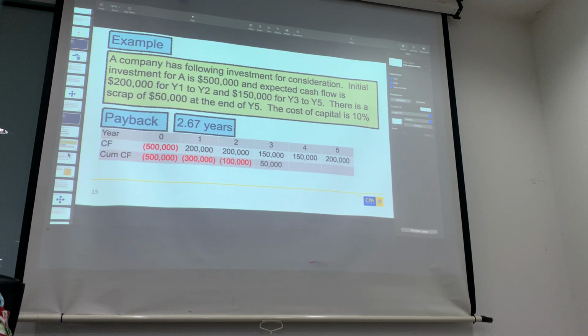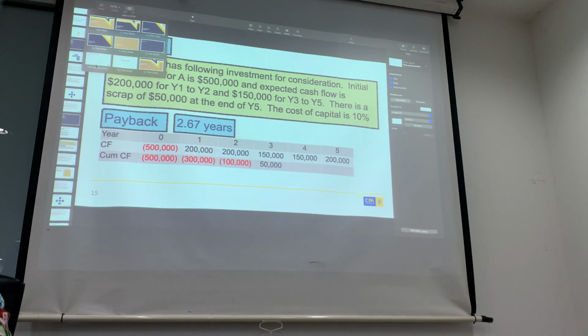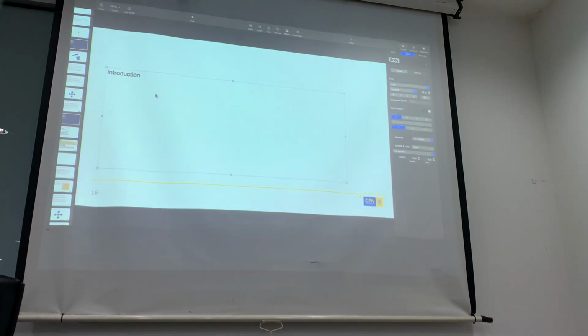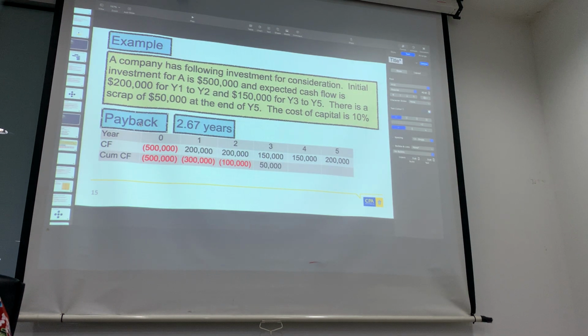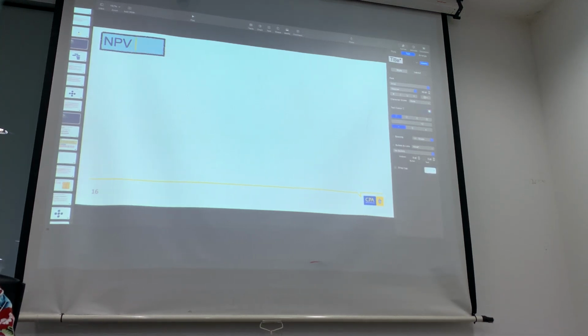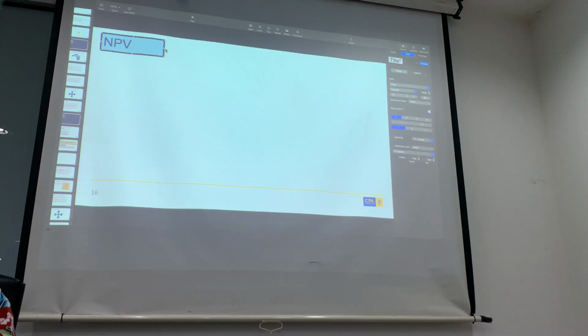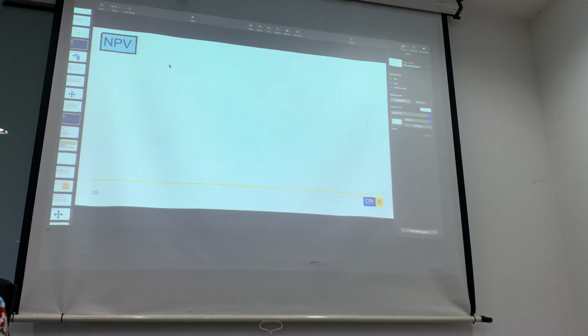The next one I want to show you how to calculate NPV. Okay, NPV computation. I'm going to show you 2 techniques here. One using annuity factor, the other one using perpetuity factor.